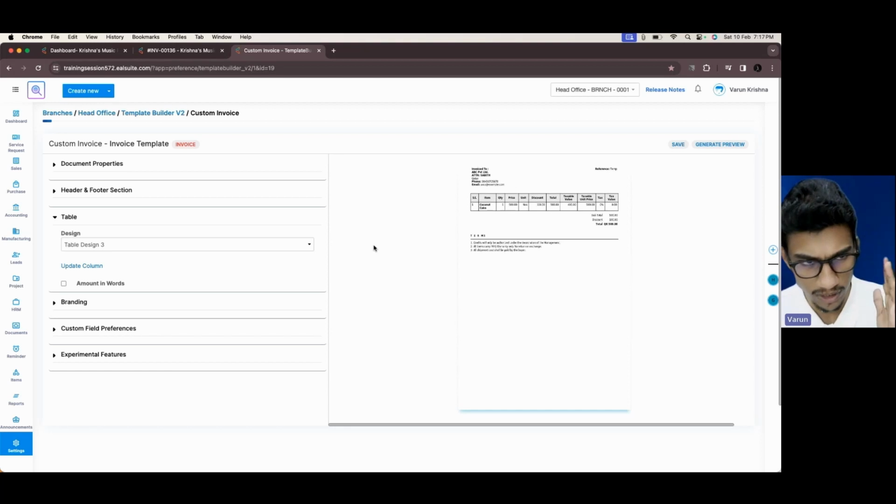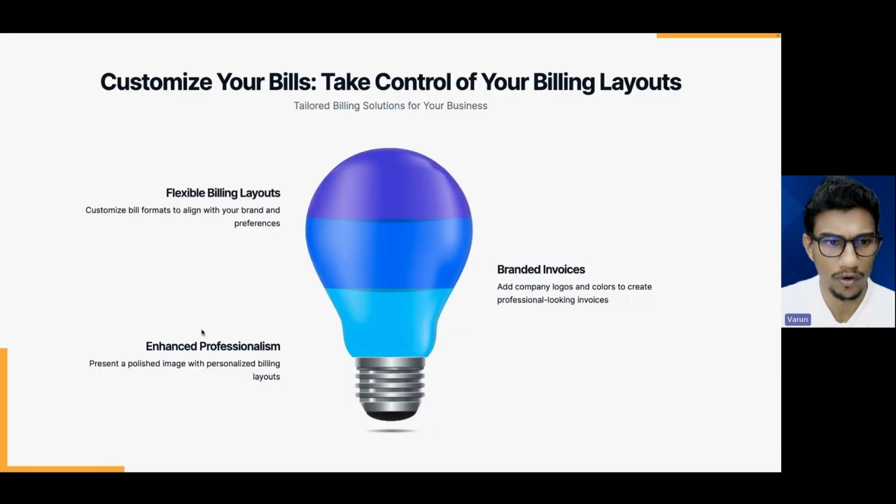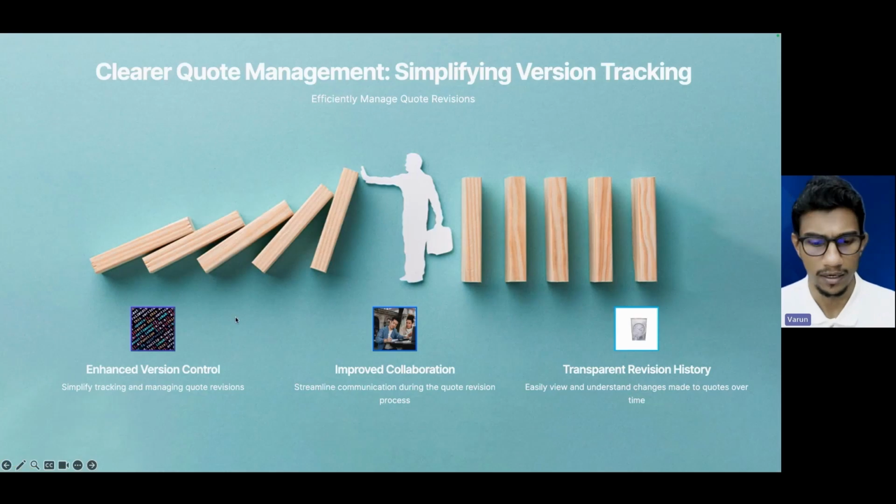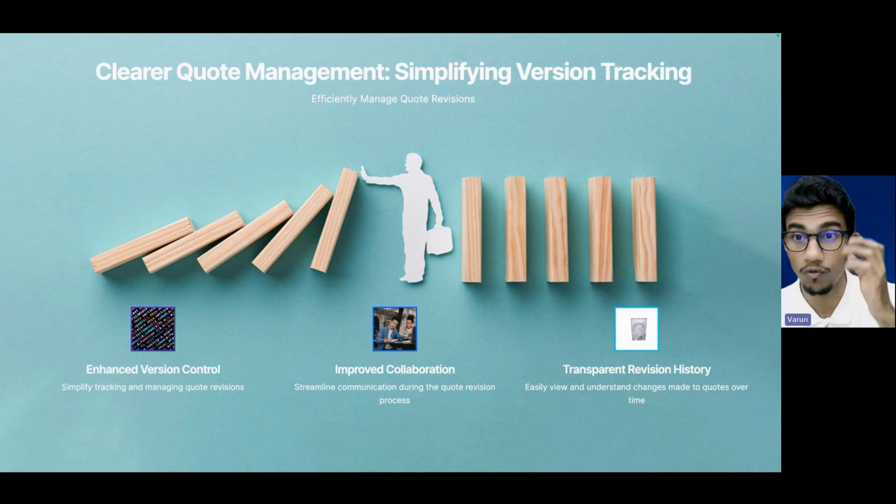That was the last feature update which we developed in the previous week. And if that's clear, we'll be moving on to our first enhancement, and that is clearer code management, simplifying version tracking. So how does this work?